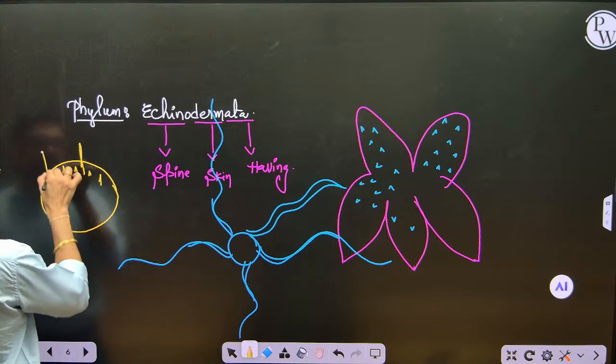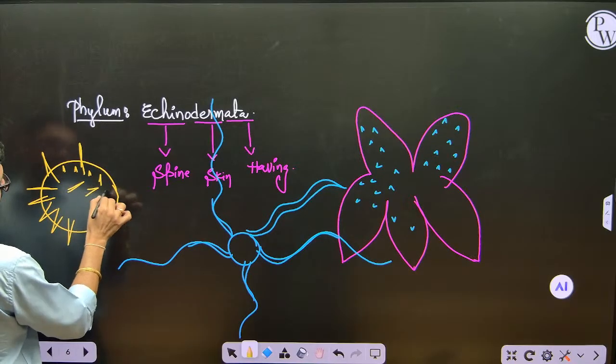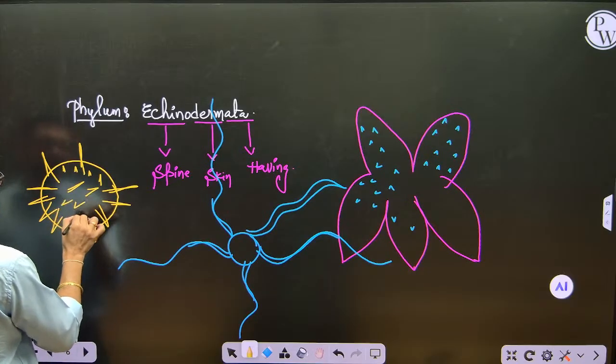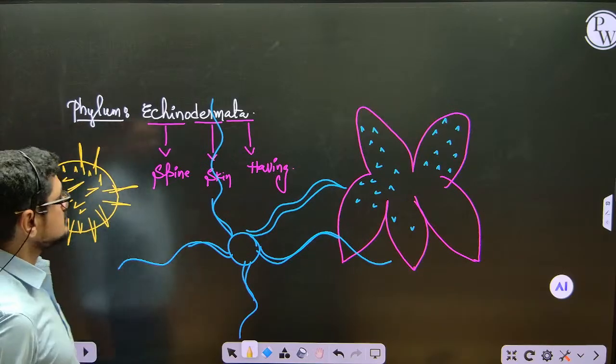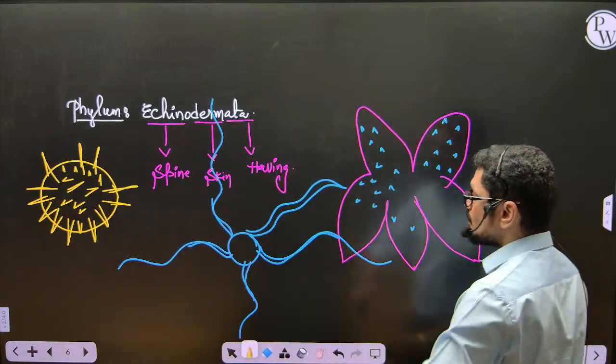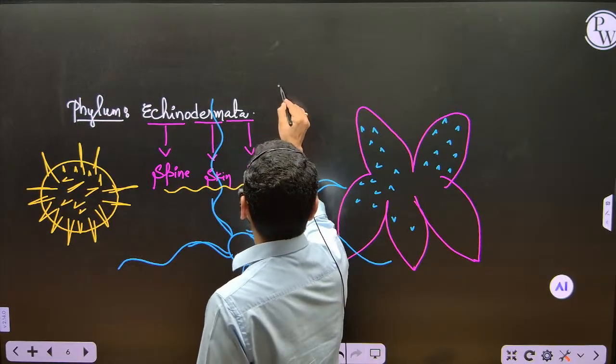Very long spines are also present. Short spines are also present. Just imagine a football having spines, how it will be. Like that the spines are present. Okay, different types of animals have spines over the body. That is the reason why these are called spiny skinned animals.